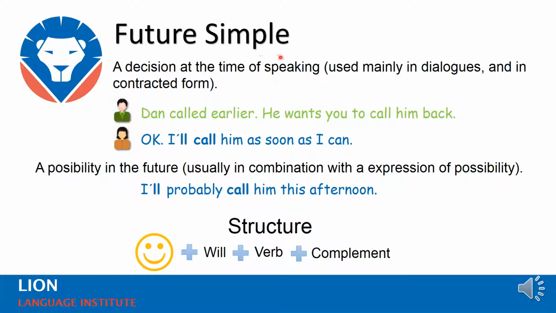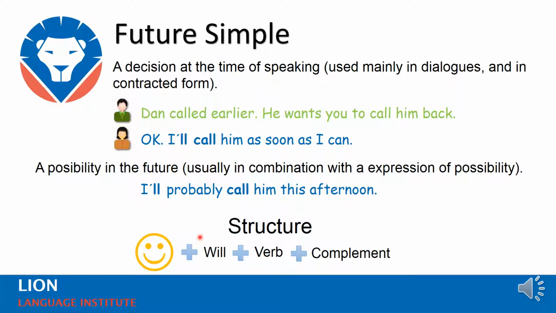Future simple. We use future simple to talk about a decision at the time of speaking, used mainly in dialogues and in contracted form. Here we have an example of a dialogue. First we begin with this person, that says, Don called earlier, he wants you to call him back. And we have the response of the other person that says, okay, I'll call him as soon as I can.